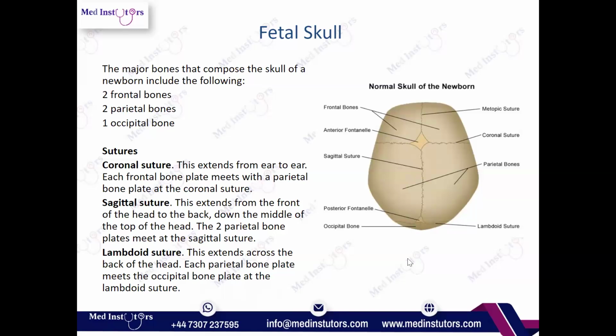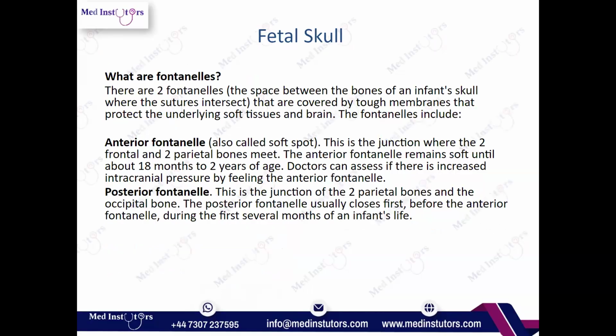And you might get any type of question from the fetal skull. Again, either they might ask you about the fetal skull bones, or the sutures, or the fontanelles. So what are fontanelles? In the fetal skull, we have two fontanelles, one anterior and one posterior. They are spaces between the bones of an infant skull where the sutures intersect, covered by a tough membrane that protects the underlying soft tissue and brain. So it includes the anterior and posterior fontanelle.